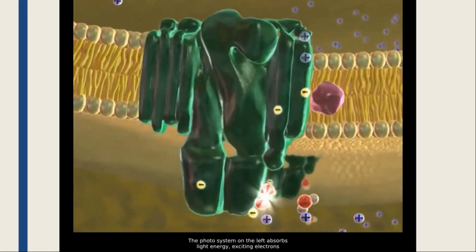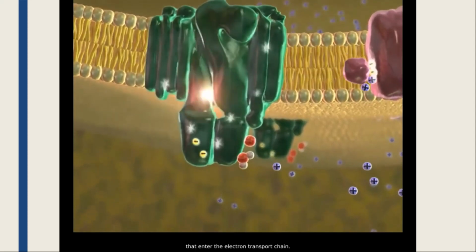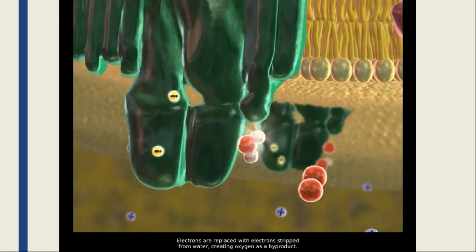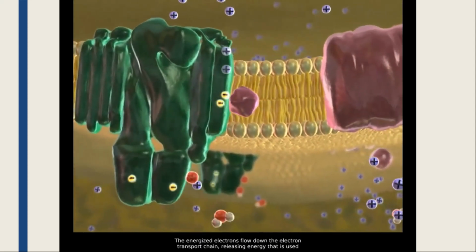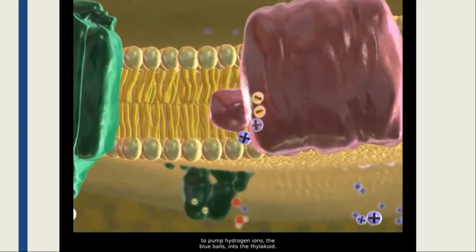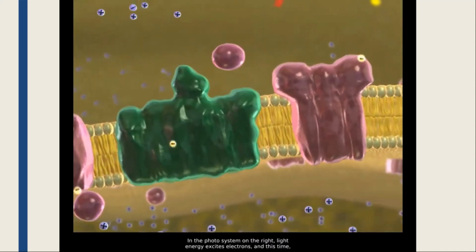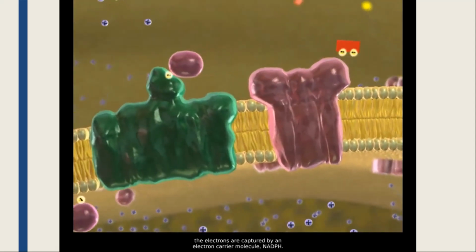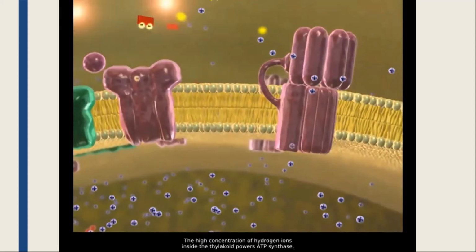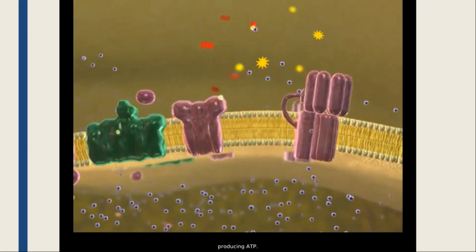The photosystem on the left absorbs light energy, exciting electrons that enter the electron transport chain. Electrons are replaced with electrons stripped from water, creating oxygen as a byproduct. The energized electrons flow down the electron transport chain, releasing energy that is used to pump hydrogen ions, the blue balls, into the thylakoid. In the photosystem on the right, light energy excites electrons, and this time the electrons are captured by an electron carrier molecule, NADPH. The high concentration of hydrogen ions inside the thylakoid powers ATP synthase, producing ATPs.